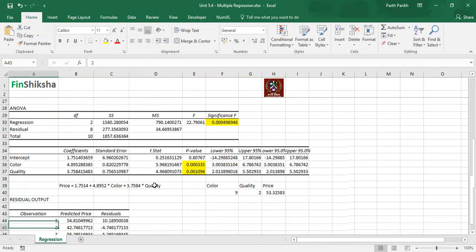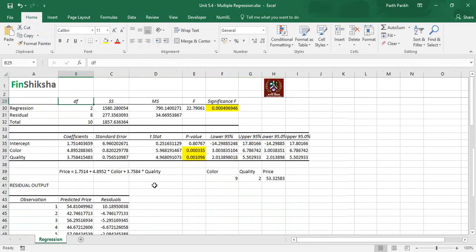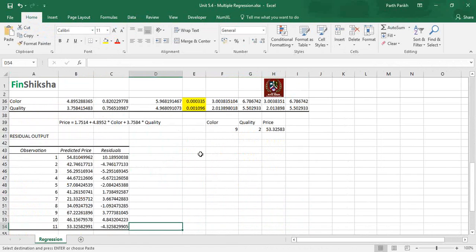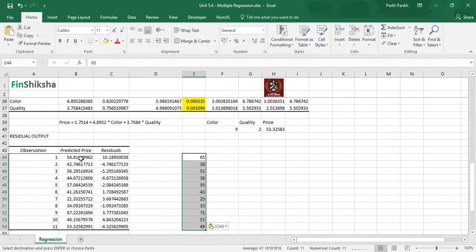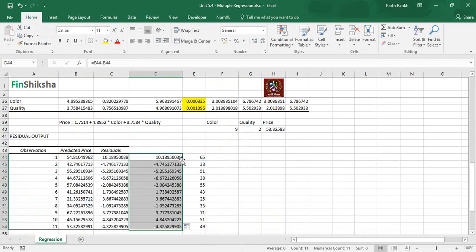Residual output is the projected output. So my first projection was, I will take this input directly over here. This was my actual output. I will paste this, and this was my projected score, and there is a difference of 10. So if I do 65 minus 54, this difference of 10 is exactly the residual output, and I'll write this. Everything would be there. This is how Excel calculates the residual output.